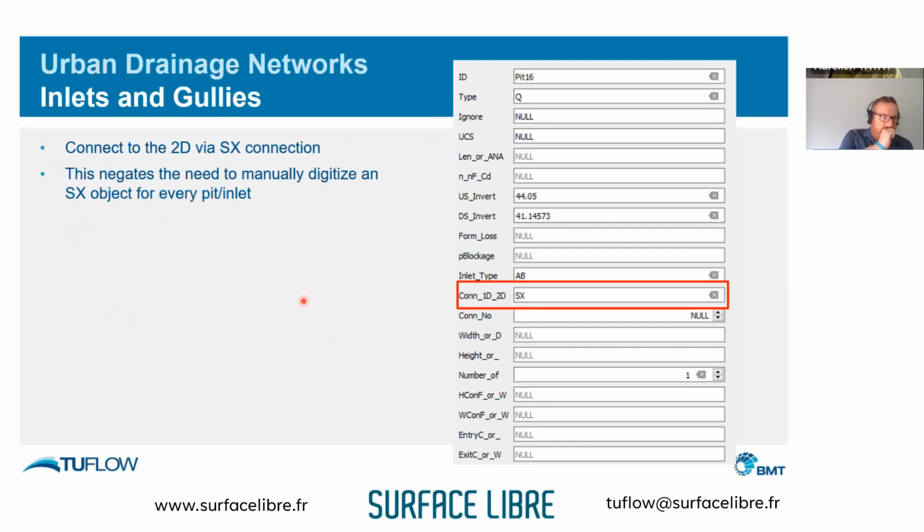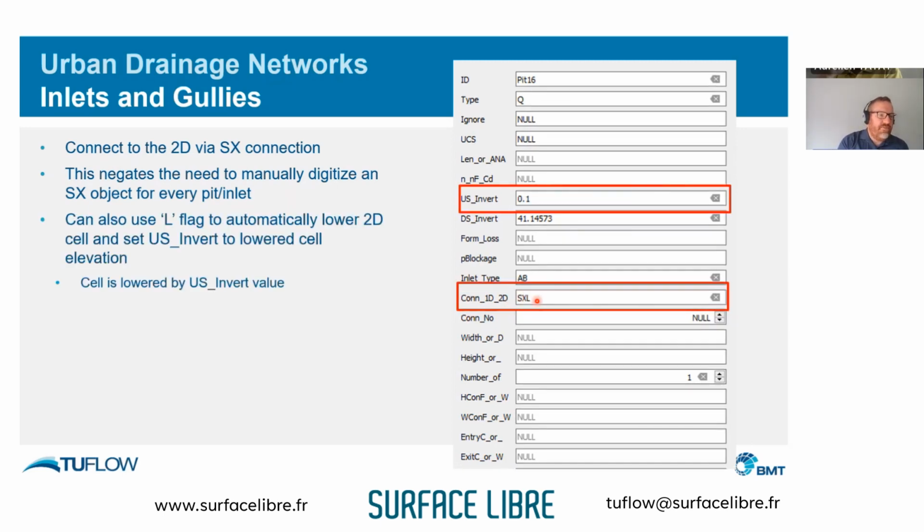Within the 1D network, we can define our pits. And what we can do then is specify this connection 1D, 2D, and specify an SX connection. That means we don't need to digitize an SX option for each pit. We just specify our pit within the 1D network. We would use a type, a Q, C, R, or W type, and then we specify our connection 1D, 2D, and that point then becomes our 1D, 2D connection.